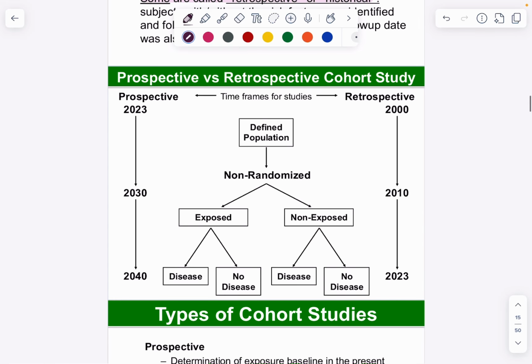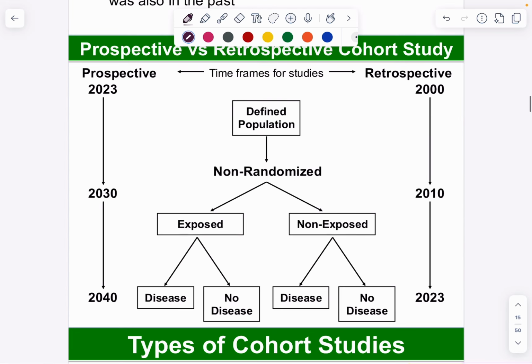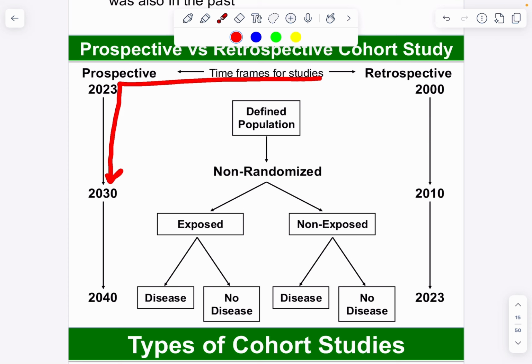So for example, this is the prospective study, which is very clear. We are starting today and we will follow them up till 2030 and 2040. That's very clear. This is a prospective study. This is forward in time. We are starting with the exposure, ending with the outcome.